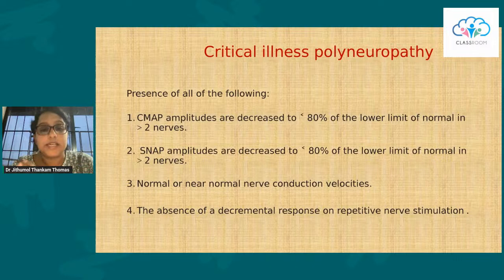The conduction velocity is usually normal or near normal. And when you do a repetitive nerve stimulation, you won't see a decremental response. A decremental response on repetitive nerve stimulation is seen usually when there is a neuromuscular disorder. But in CIP and CIM, you don't see that decremental response.